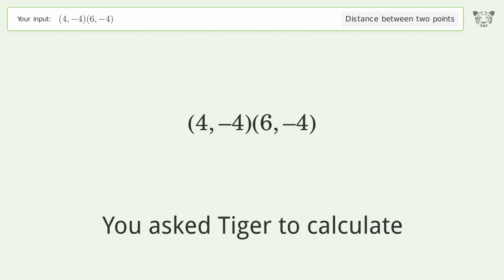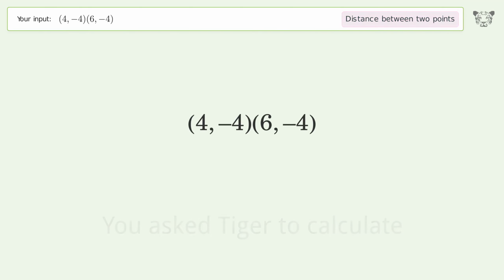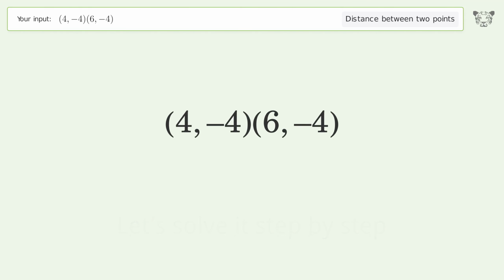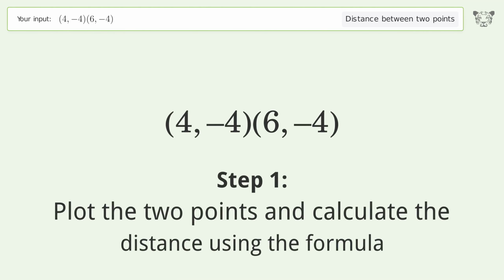You ask Tiger to calculate. This deals with the distance between 2 points. The distance between the 2 points is the square root of 4 or 2. Let's solve it step by step. Plot the 2 points and calculate the distance using the formula.